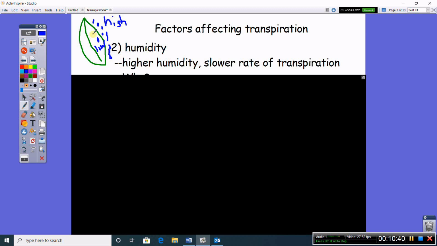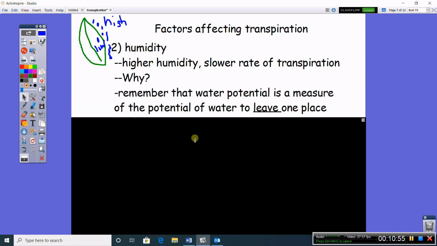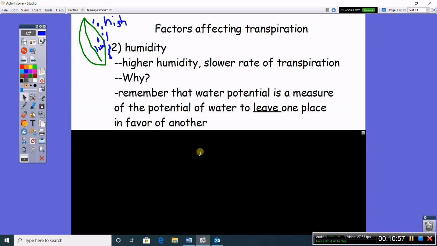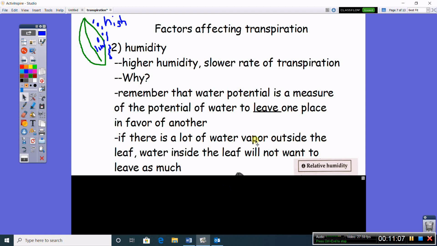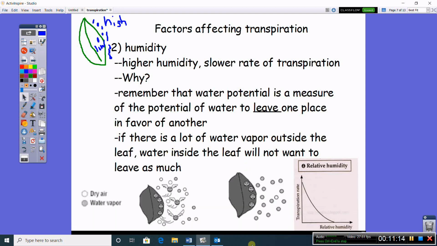Okay? So how we do this, we typically just get like a gallon-sized Ziploc bag and we spray the inside of it with water, and then we just put it over the plant. We try to create like a humid atmosphere for the plant, and you shouldn't see much transpiration going on in that plant in lab. So remember that water potential is a measure of the potential of water to want to leave one place to go to another. And so if there's a lot of water vapor outside the leaf, kind of like I was trying to show you with the picture here, water inside the leaf will not want to leave as much, okay?